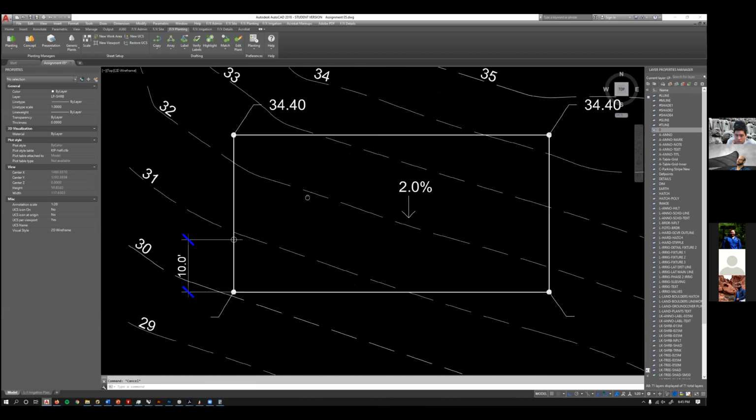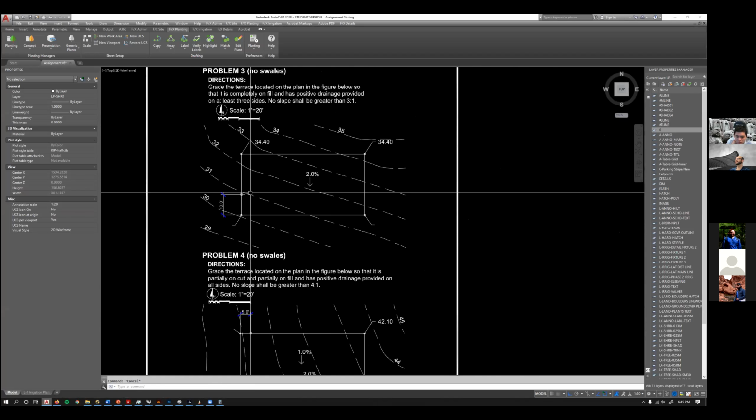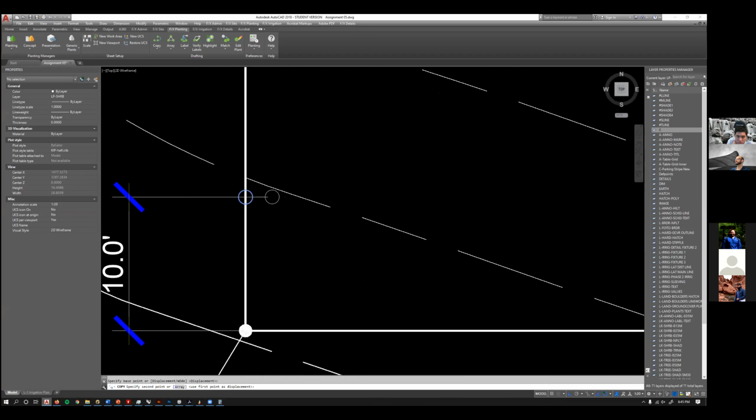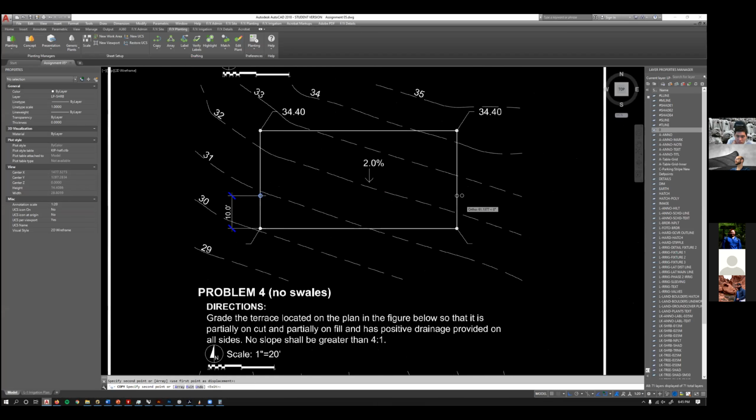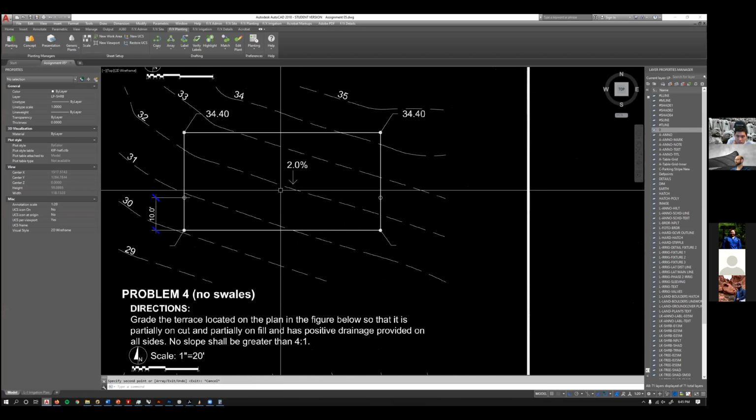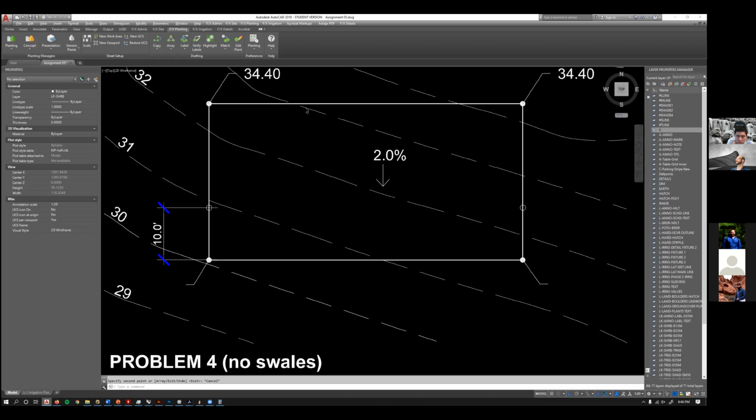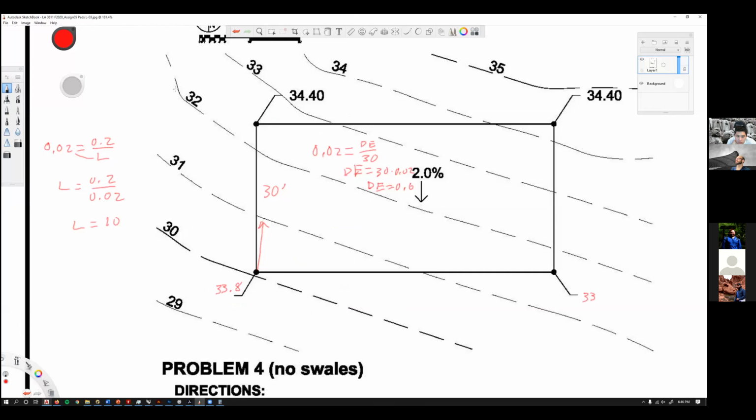We need to go ahead and do the same thing for the other side. Since there's no cross slope or anything, it's just going to be at the same point. And we won't draw the contour yet. The next thing we're going to do is draw our dots, right? And the first thing to do is figure out where this first dot is going to go.